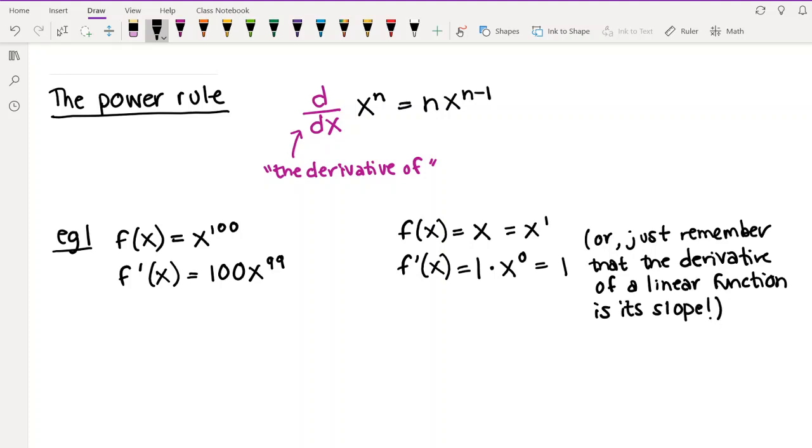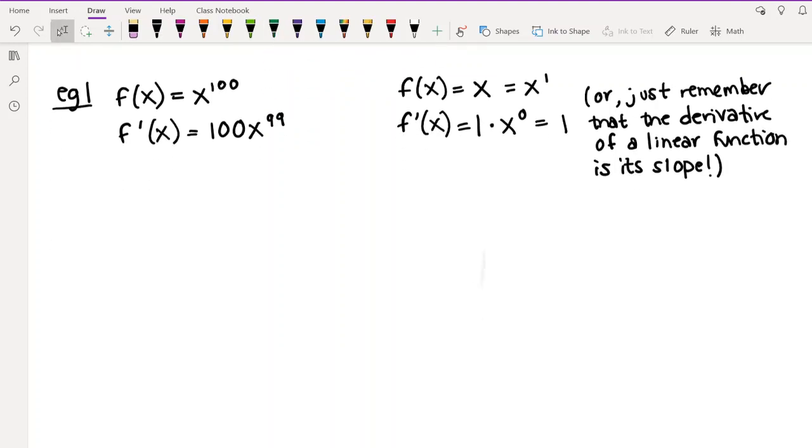Okay, so what's really interesting about the power rule, and all the examples we did on the previous page where I was showing you where this rule comes from, is that those were all x to a power that is a whole number, right? X squared, x cubed, now we did x to the 100, x to the first. But this rule actually works for any power of x.